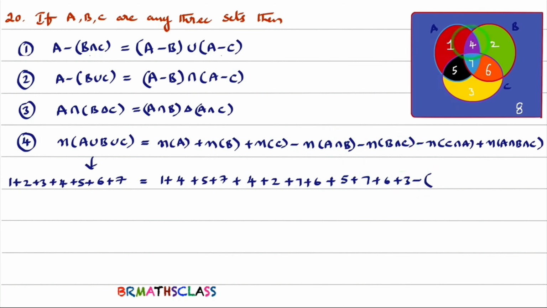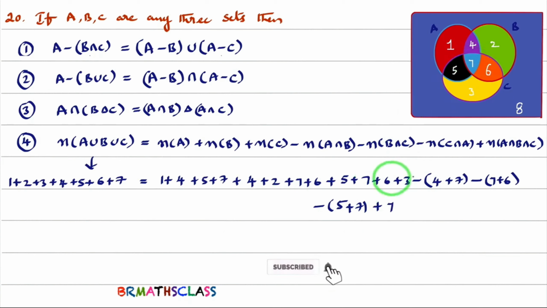You see, what is A intersection B? This zone, 4, 7. That is A intersection B. 4 plus 7, minus n of B intersection C. B intersection C is what? 7 plus 6, minus n of C intersection A. This is set C, this is A. C intersection A is 5 plus 7. You can understand this easily from Venn diagram. Plus n of A intersection B intersection C. See, this 7 is there, right? That is the zone of A intersection B intersection C.